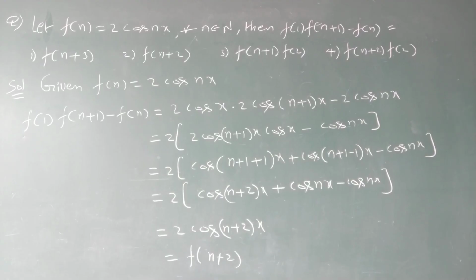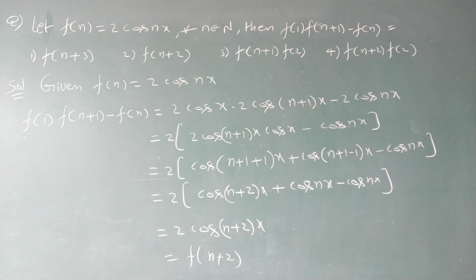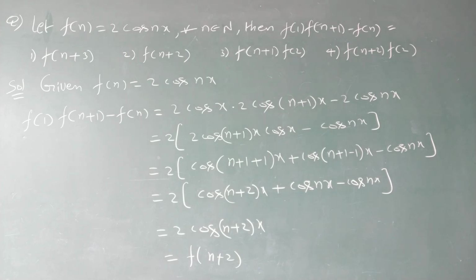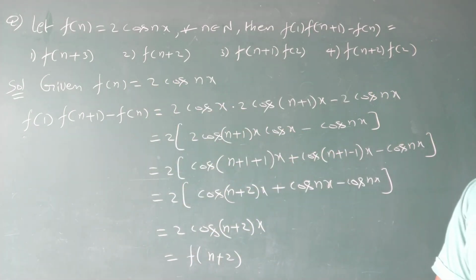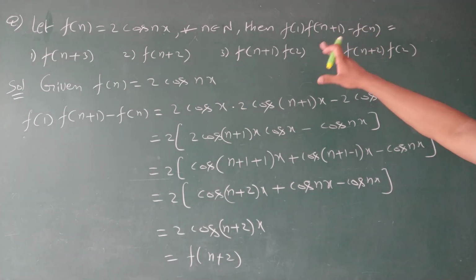Now the question: let f of n is equal to 2 cos nx for all n belongs to capital N. Then f of 1 into f of n plus 1 minus f of n is equal to: first option f of n plus 3, second option f of n plus 2, third option f of n plus 1 into f of 2, and fourth option f of n plus 2 into f of 2. So given f of n is equal to 2 cos nx, now we require f of 1 into f of n plus 1 minus f of n.